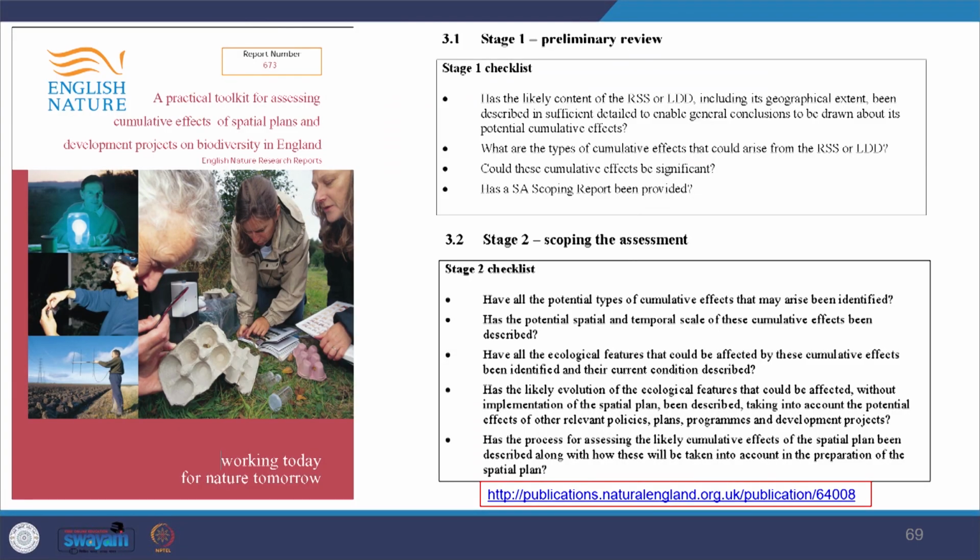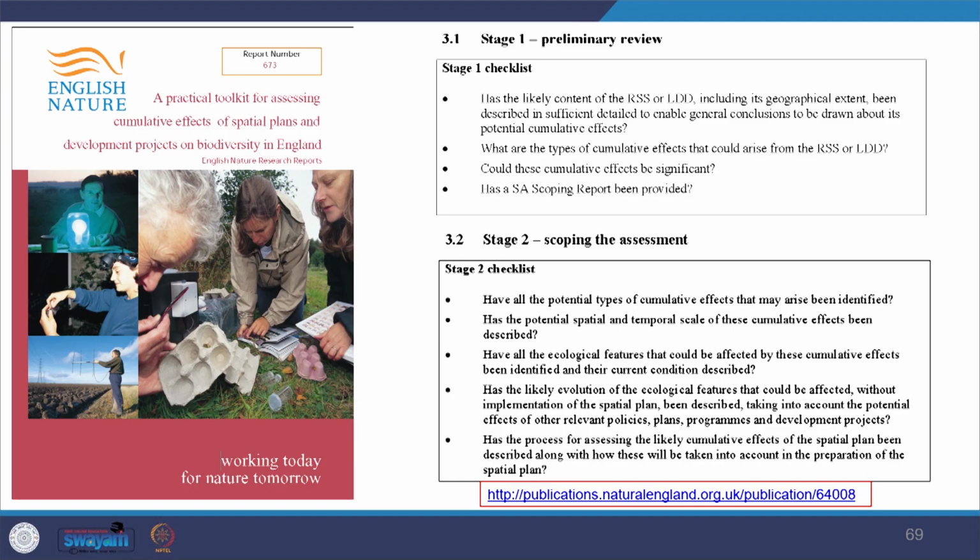So in this, if you look at step 1 and step 2, you see that this toolkit provides you 2 stages, and the checklist has questions like, has the likely content of the project and the geographical extent been described in sufficient detail to allow a general conclusion on what types of cumulative effects could arise in this particular zone, and then could these cumulative effects be significant, and has the scoping report been provided or not.